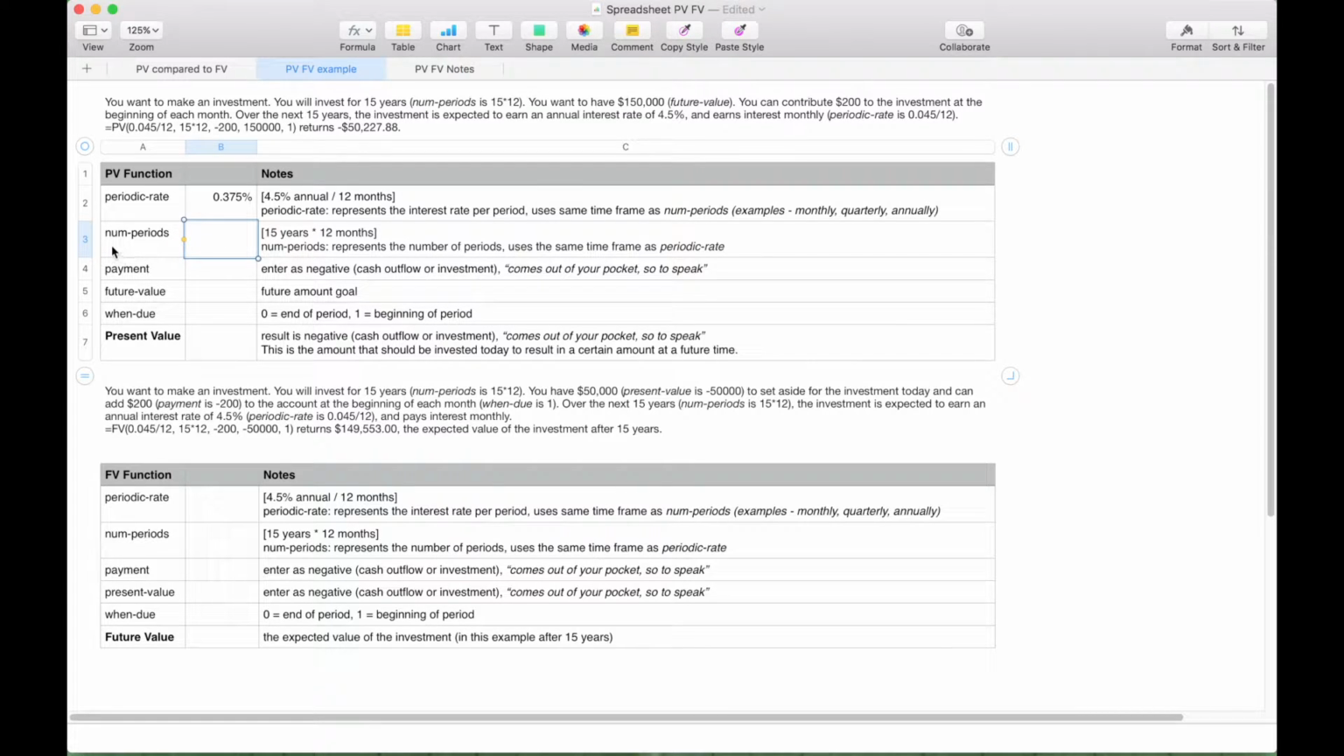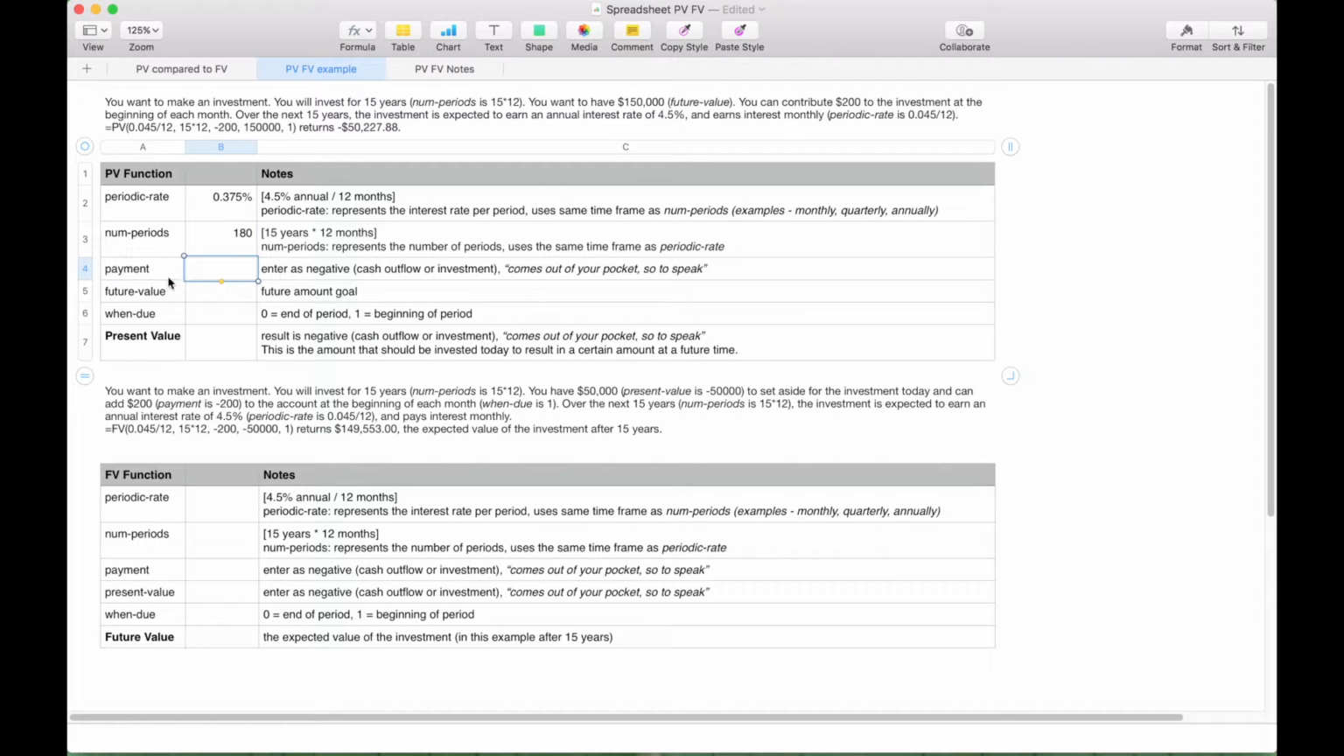The next thing we need to do is figure out our number of periods. And we said in our example that we have 15 years to invest. But again, since we are earning interest on a monthly basis, that will be 15 years times 12 months. So let's hit equals, type in 15 times 12. And this will give us 180 periods where our investment can accrue interest.